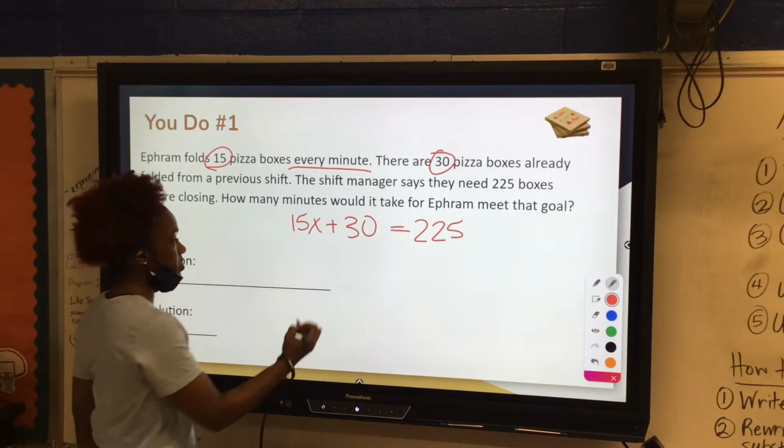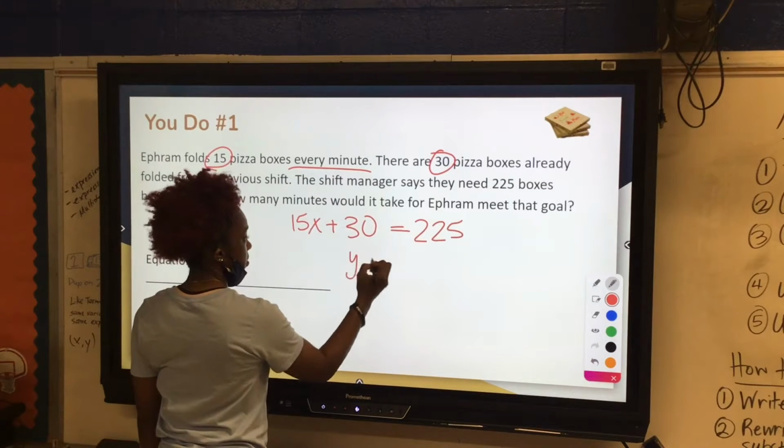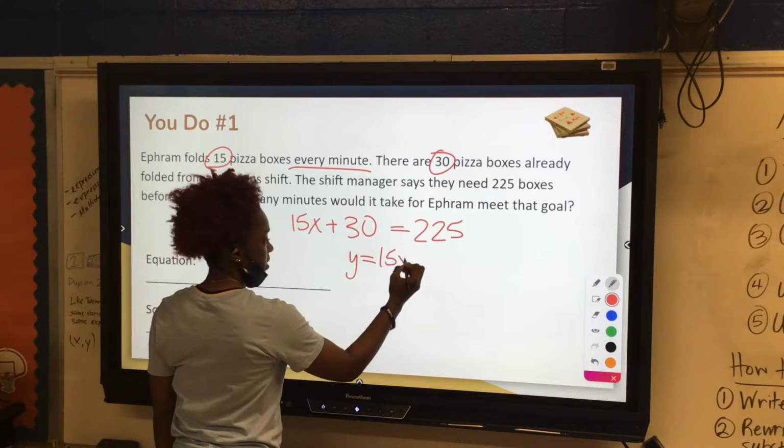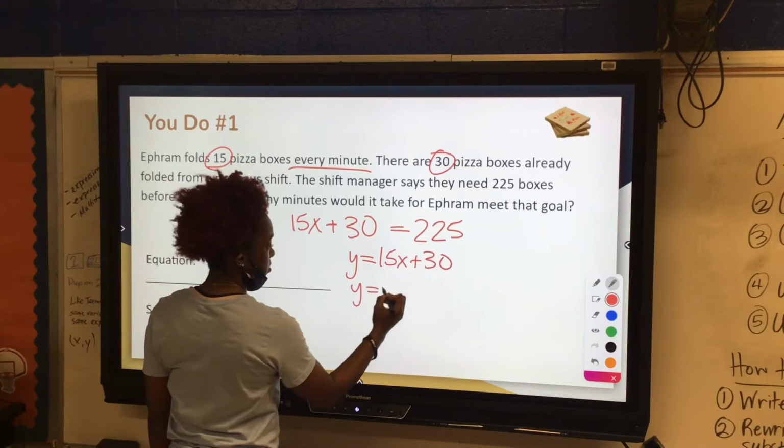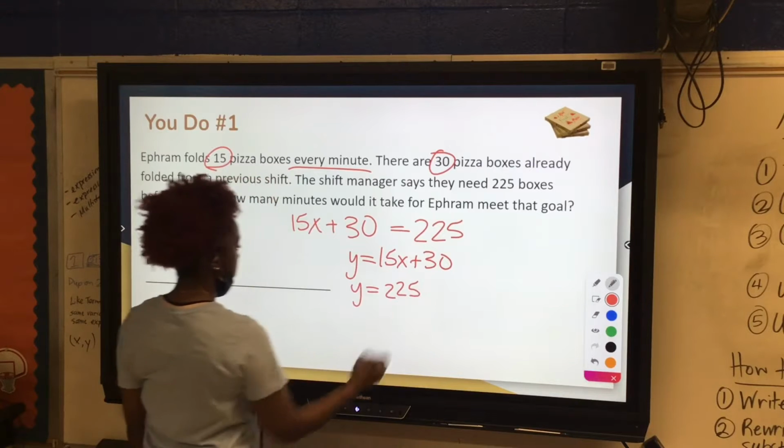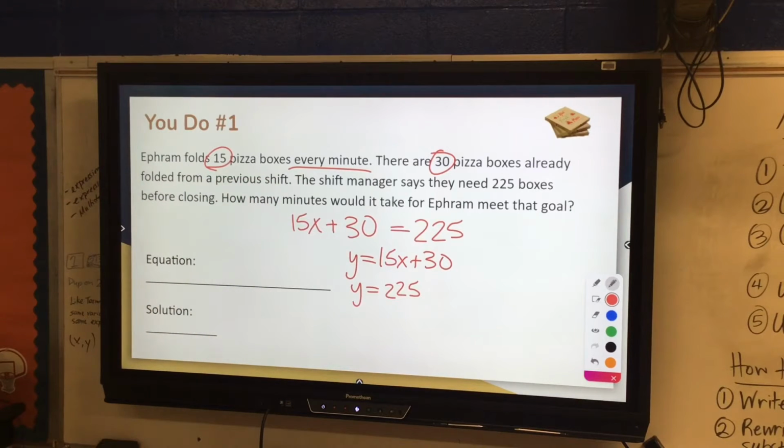The first input is going to say what? Y equals 15x plus 30. And the second input is going to say y equals 225. Alright, so let's put it in Desmos. What do we get?